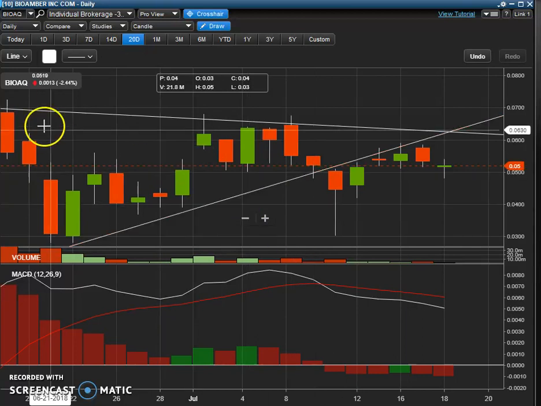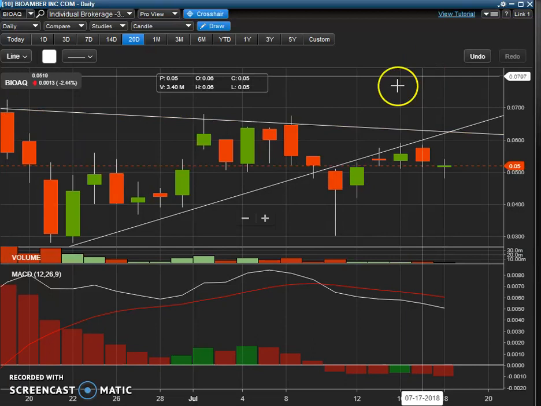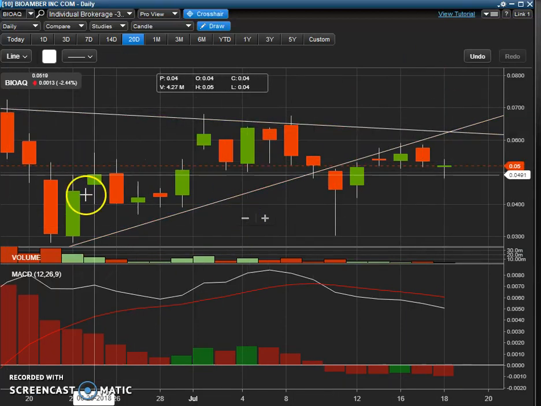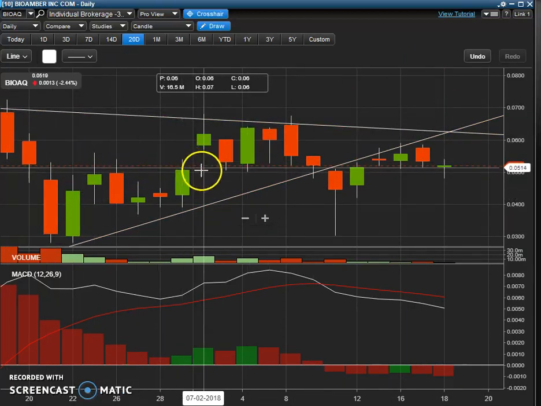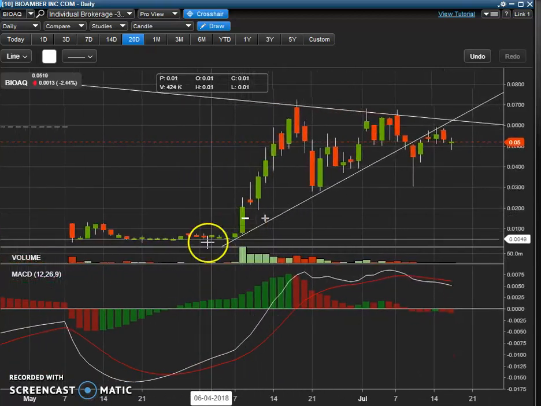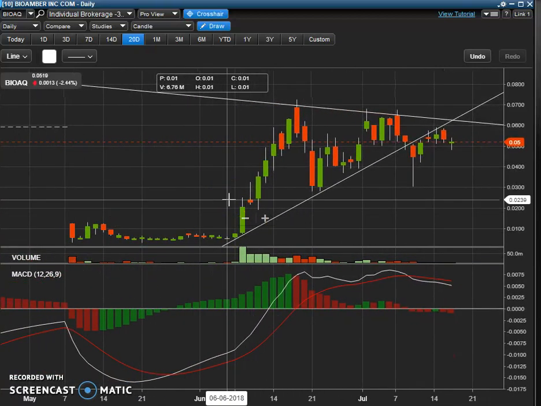Okay, so we have BioAQ here. I already set up an uptrend and a downtrend, as you can see. Each bar represents 1 day. For you newbies that are actually starting trading and trying to get your feet wet, I do not recommend for you guys to trade unless you actually understand the trading language.